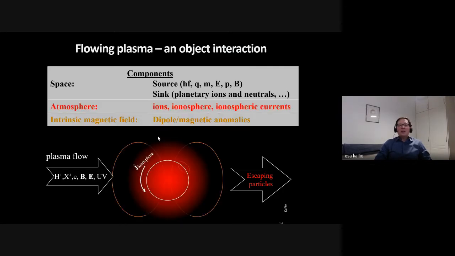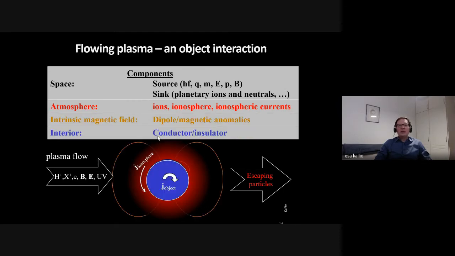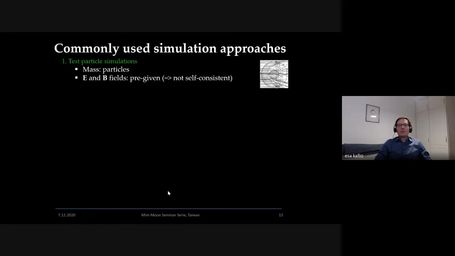So just to mention that if you make a model, of course, you have to have the space, you might have an atmosphere, you might have an intrinsic magnetic field, you have to take into account maybe the properties of the interior. And so what kind of modeling approaches are very commonly used? One is the test particle simulation. You are really following individual particles in a given electromagnetic field. So it's not a self-consistent model.